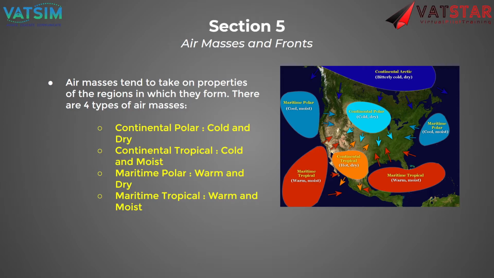Maritime tropical air masses, as you might have guessed by now, are air that's formed near the equator over water, and that's a very warm, moist air mass. Those are the four types of air masses, and we'll talk about how they relate to weather in a little bit.